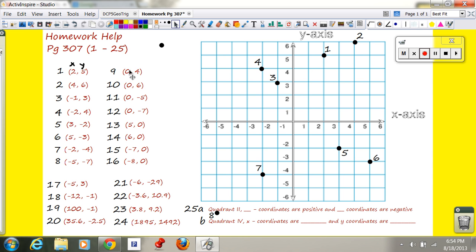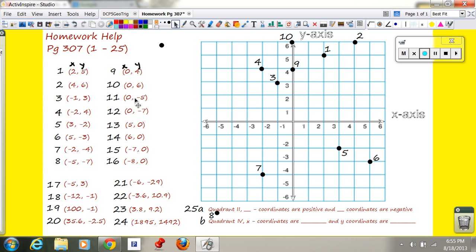Now, numbers 9 through 16 will have a 0 in them. You might notice that. Zeros are intercepts. So if there's a 0 for x and a number for y, that means it's a y-intercept, because there's a y number and not an x number. It's going to be on the y-axis. That just means we go over 0 and up 4. So you notice it's on the y-axis. We call it a y-intercept. So number 9 is right there. Number 10 is also a y-intercept, 0, 6. It's way up here at the top. That's number 10.